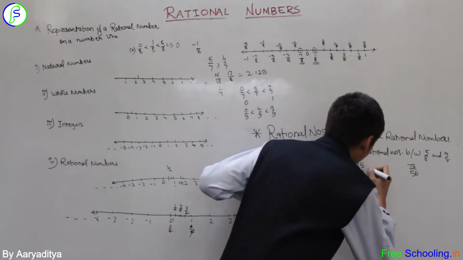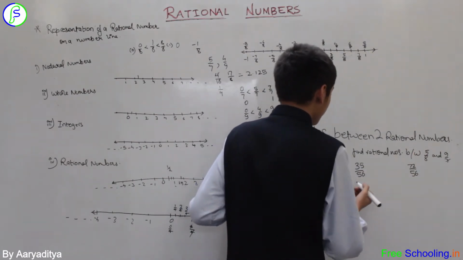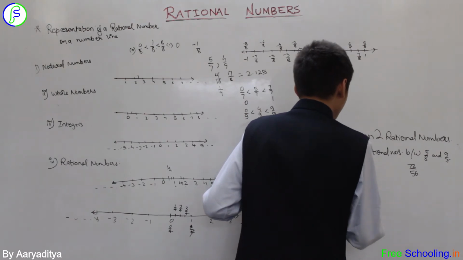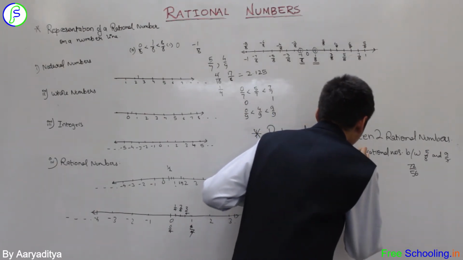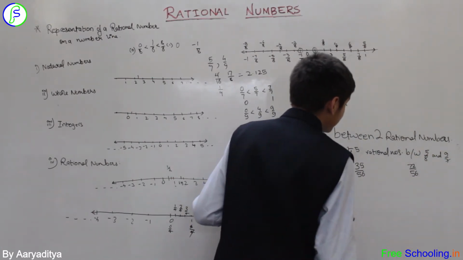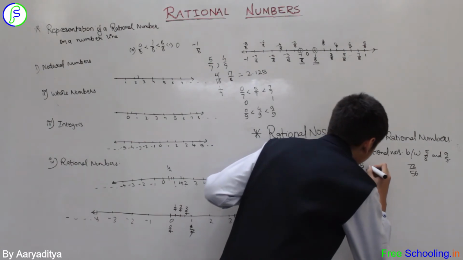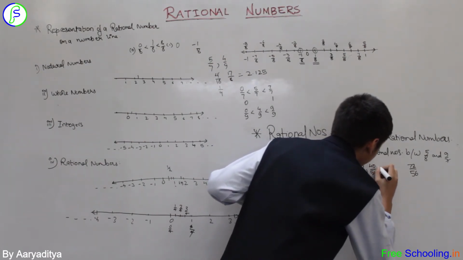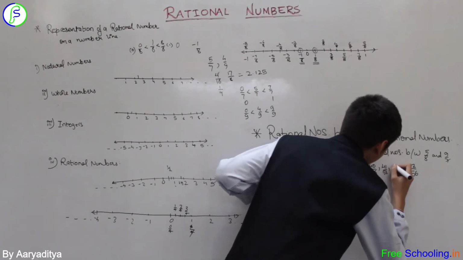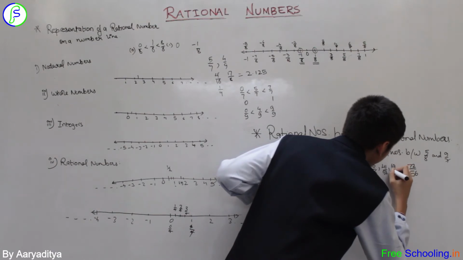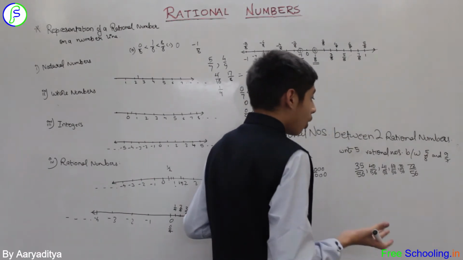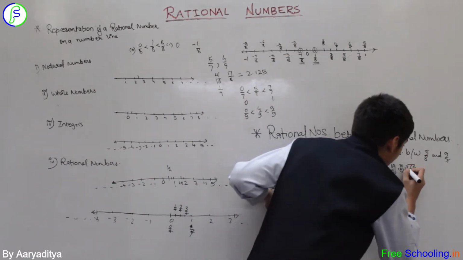So let me change the question and write 5 rational numbers between 5 by 8 and 9 by 7. So that could be 40 by 56. That could be 41 by 56. That could come out to be 69 by 56. That can come out to be 70 by 56. Also, that can come out to be 71 by 56.